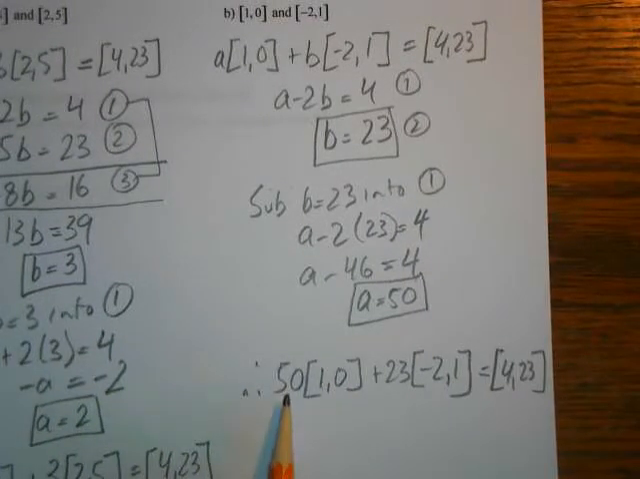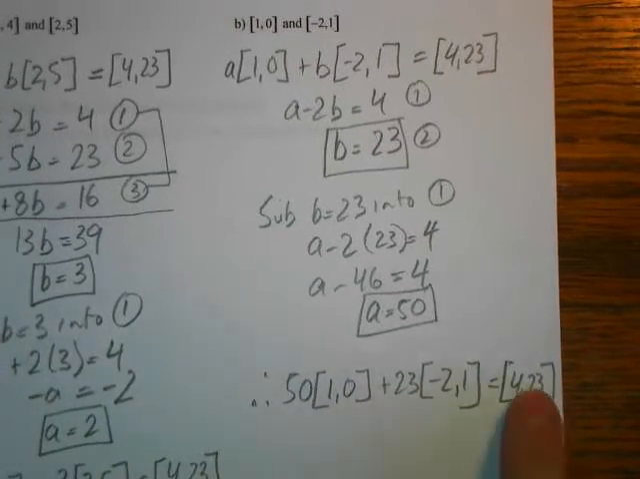And again, we can check it out. 50 plus negative 46, 50 minus 46 is 4. And this would be 0. This would be 23. And that's correct too. So we know what's correct, and it's also unique. There's no other combination that creates that vector. Okay.